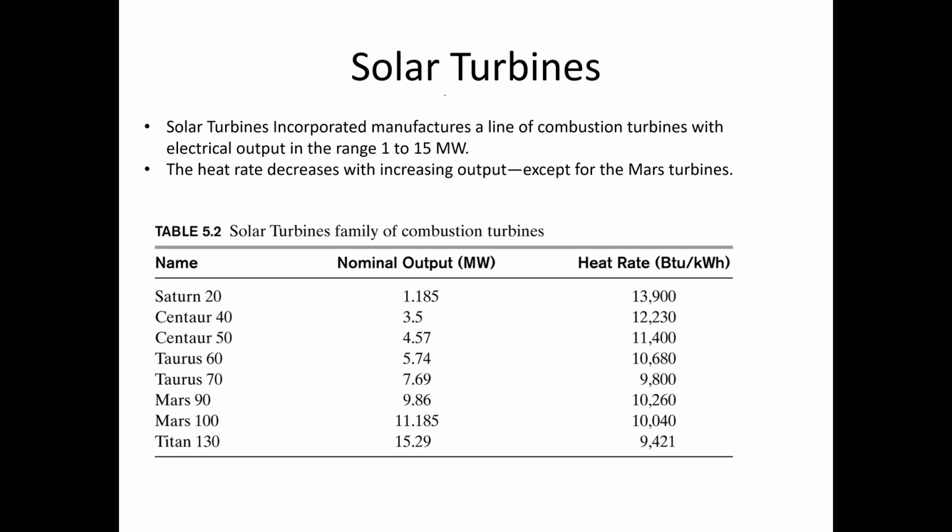They give you a chart here where they have a family of combustion turbines with their names, nominal output, and heat rate. And you can tell that the heat rate decreases with increasing output.